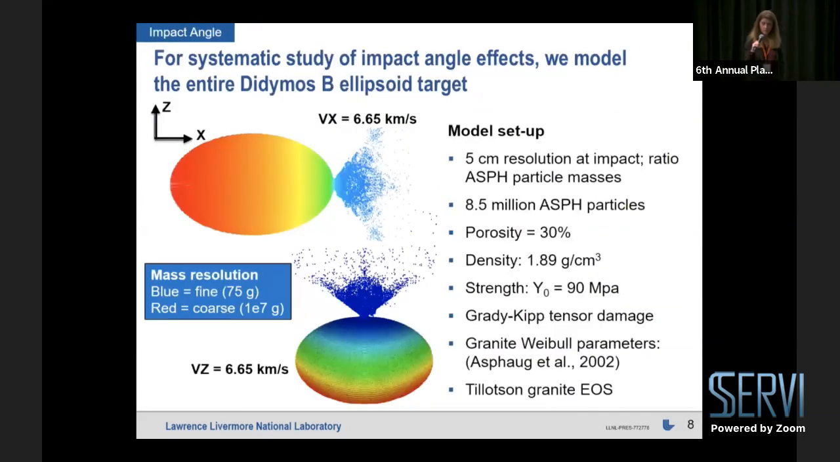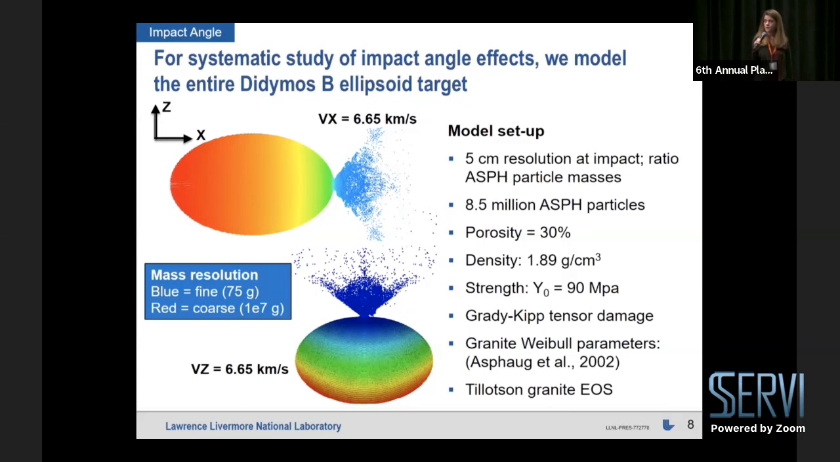The focus of my work today, all the new stuff I'll be presenting, is a systematic study of how impact angle affects asteroid response to a kinetic impact mission. For this, we're modeling the entirety of the Didymos B target. It's represented as an ellipsoid. Its elongation is currently estimated from light curve data, which you can see listed in the Didymos reference model.